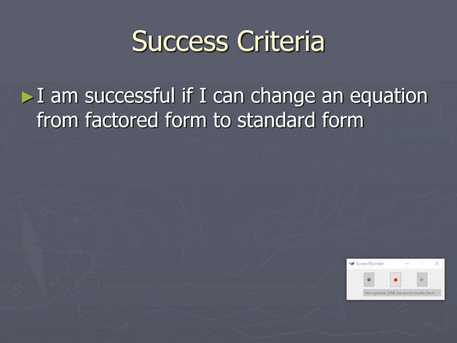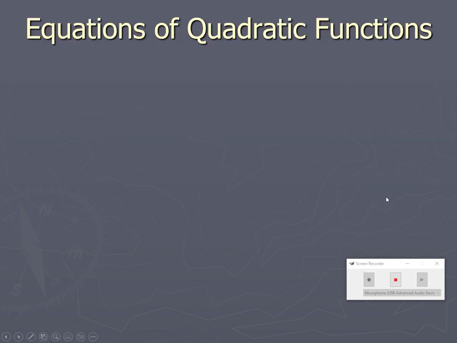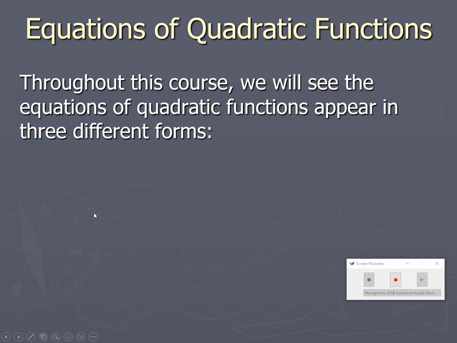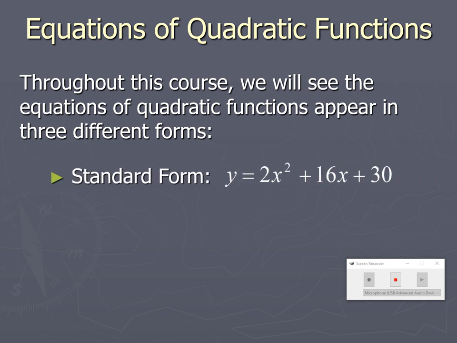I got mine here so that I can say the right things at the right times. Throughout this course, we will see the equations of quadratic functions appear in 3 different forms. It's okay if the forms look weird right now, but here they are, so you can look back at them and see. Standard form will look like this: y equals 2x squared plus 16x plus 30. You've got to write that down on purpose.